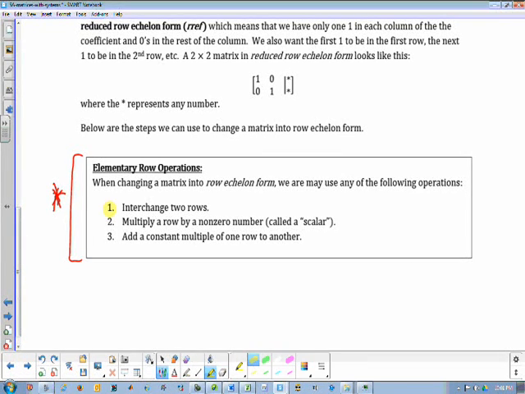Interchanging rows here is just like flipping equations around in our system. We can multiply a row by a non-zero number called a scalar. We can add a constant multiple of one row to another. That will help us cancel out some variables. All right? So these are all just things that we can do with the equations.